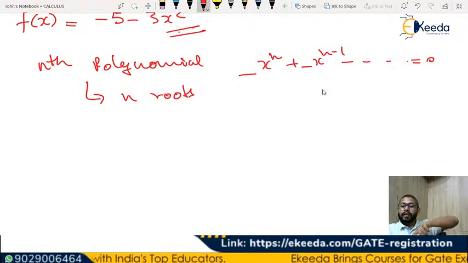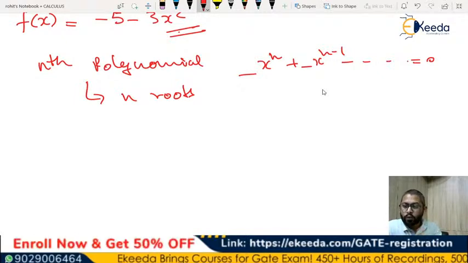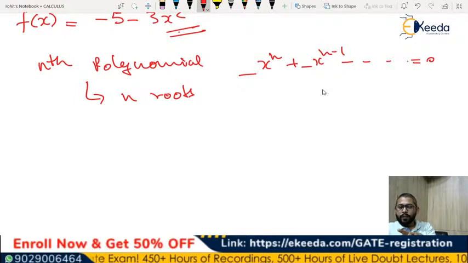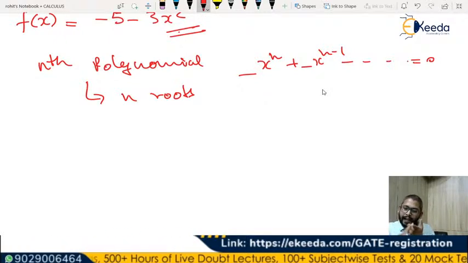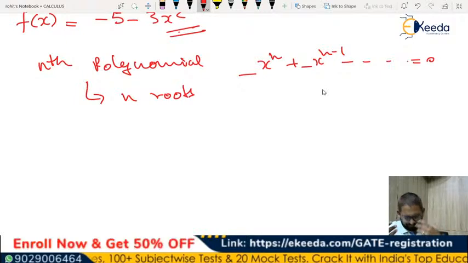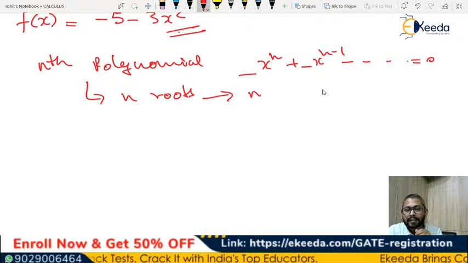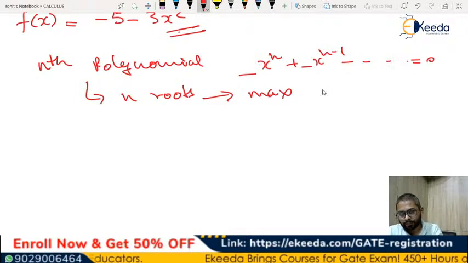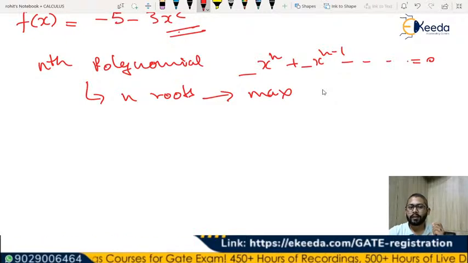So n roots will include real roots and complex roots, and maybe sometimes repeated roots, like x equal to 2 being a root twice, like x minus 2 whole square. You'll get 2 as a repeated root. So overall there are n roots, out of which some can be repeated, and some can be complex conjugates. So this n is the maximum number of real distinct roots you are going to get for this polynomial equation.